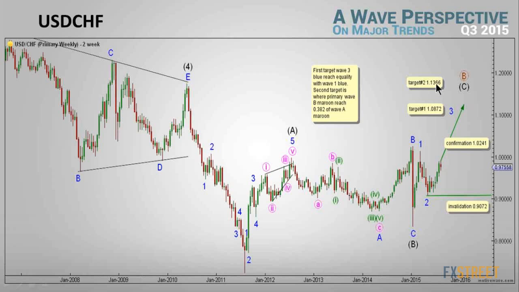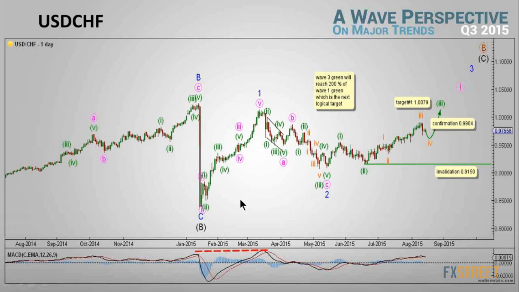That target at 1.1366 represents that at that level wave B maroon will reach 0.382 the length of wave A maroon. Moving on to the daily chart from the end of wave B blue, to view the recent movements within the dollar-franc currency pair.